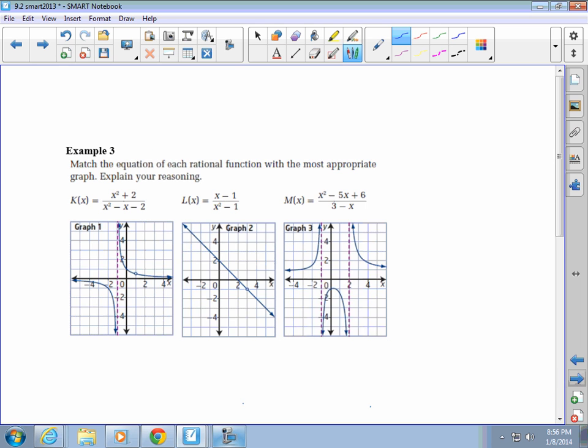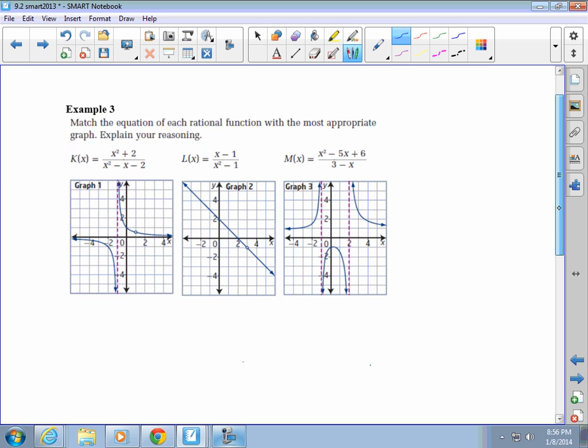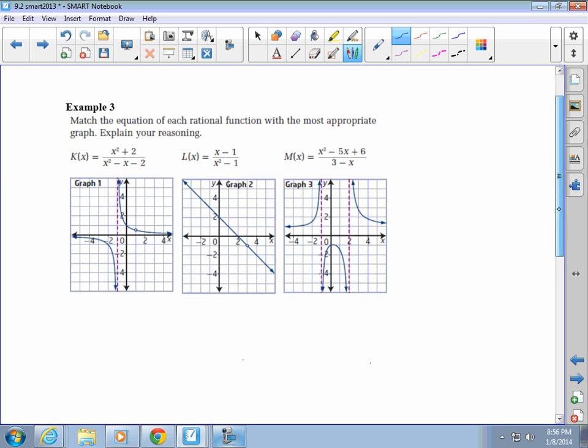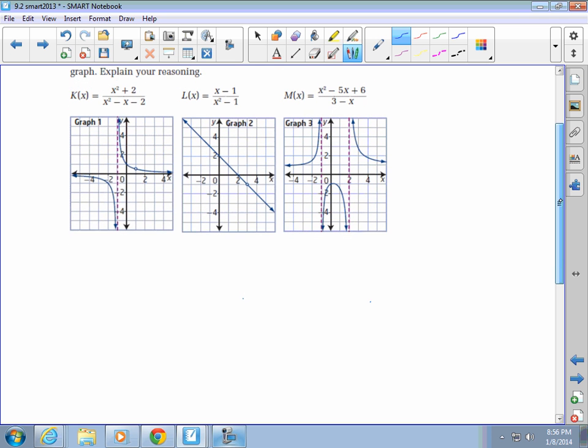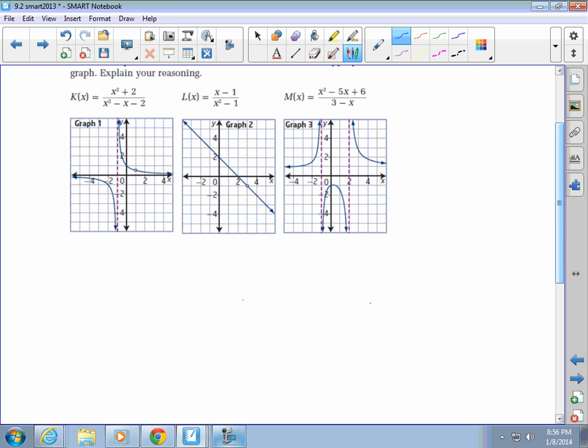Okay, next one. It says, match each rational function with the most appropriate graph and explain your reasoning. Okay, so let's take a look at our graphs here. Actually, let's take a look at the equations. So I have k(x) is equal to x squared plus 2 over... So if I go to factor this, x squared plus 2 doesn't factor. On the bottom, I have x squared minus x minus 2. That's a product and sum of x minus 2 and x plus 1.